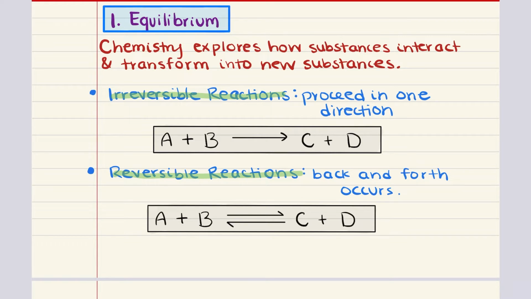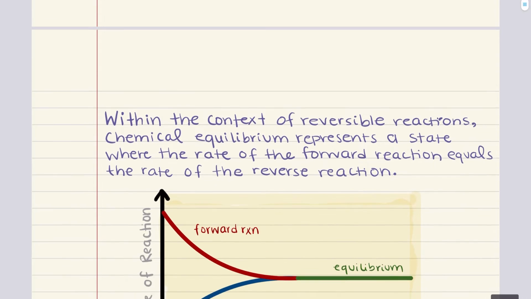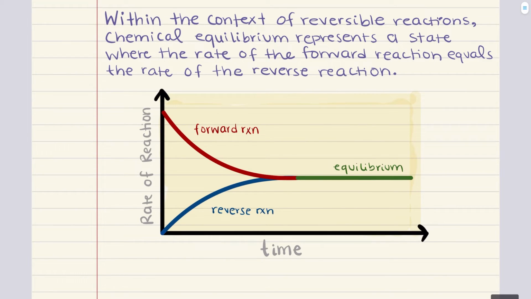Reversible reactions do not proceed to completion. The products formed can react among themselves to regenerate the original reactants, and this back and forth process can occur indefinitely. Now, in this chapter, we're going to focus on reversible reactions. And within the context of reversible reactions, chemical equilibrium represents a state where the rate of the forward reaction equals the rate of the reverse reaction.